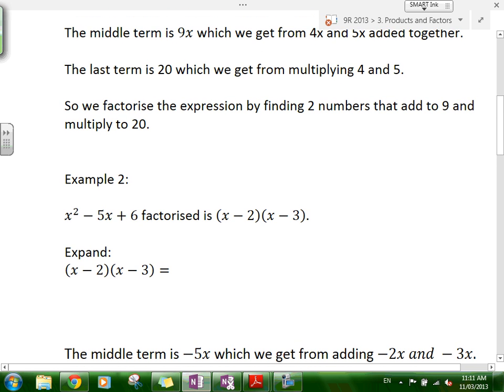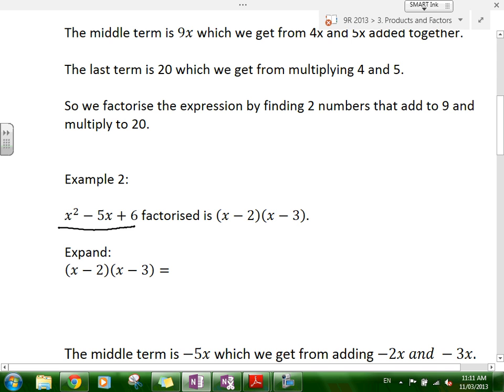Now, this one we have x squared minus 5x plus 6. Alright, we've got this expression here. And I can tell you that if I factorize this expression, it goes to x minus 2, x minus 3. I'm just telling you that to start with, so we can develop this understanding. So now I'm going to expand this expression, x minus 2, x minus 3.